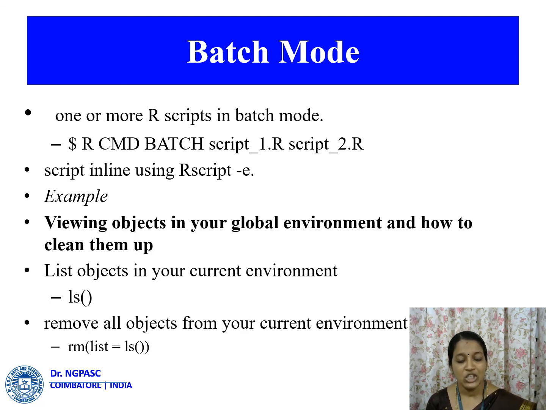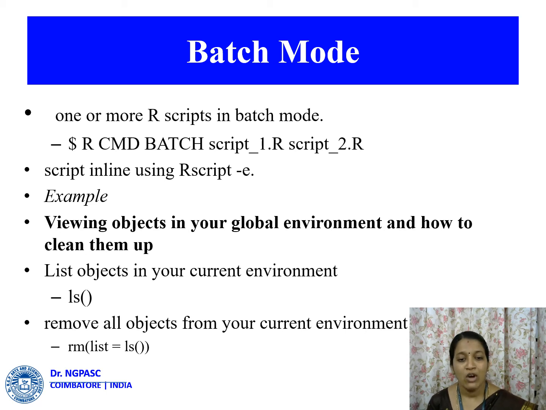Initially, we have to mention the programming language. So we are using R, and we have mentioned it as R. Then we follow with the command CMD. Since we are using batch mode, we represent it as BATCH. Then we have to give the files. We are using two files, script1.r and script2.r. After giving this, you have to execute the file.